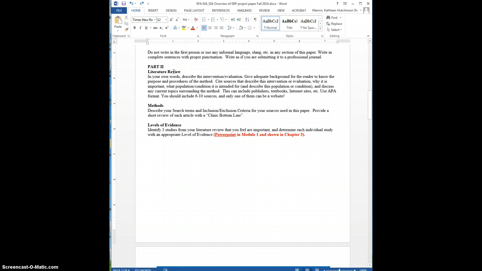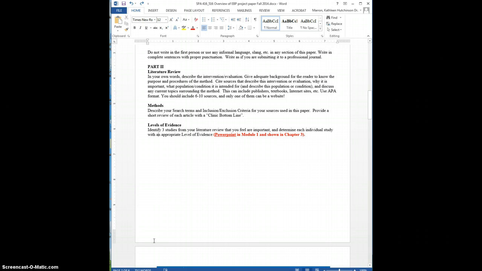Part 2, the literature review, should describe the intervention or evaluation that you're studying and provide enough background for the reader to know your purpose and the procedures of the method that you're evaluating. Include references in this narrative, why it is important, and what particular population you're studying. You should include at least 6 to 10 references, and only one of them should be a website. Please use APA format.